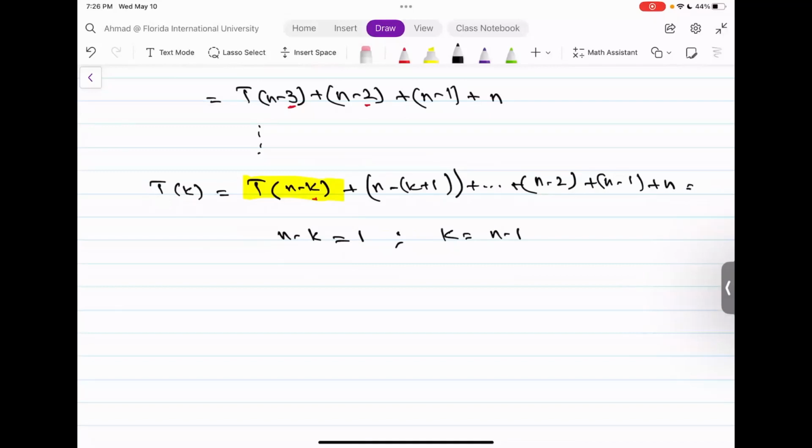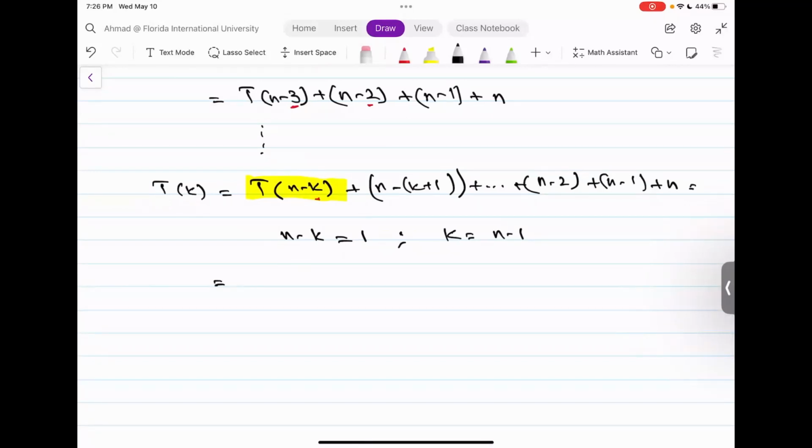So that means what I'm going to get now is t of, in place of k, I'm going to substitute n minus 1, right? Plus, in place of k, I'm going to substitute n minus 1 plus 1, right? N minus 1 plus 1, plus so on, plus n minus 2 plus n minus 1 plus n, right?